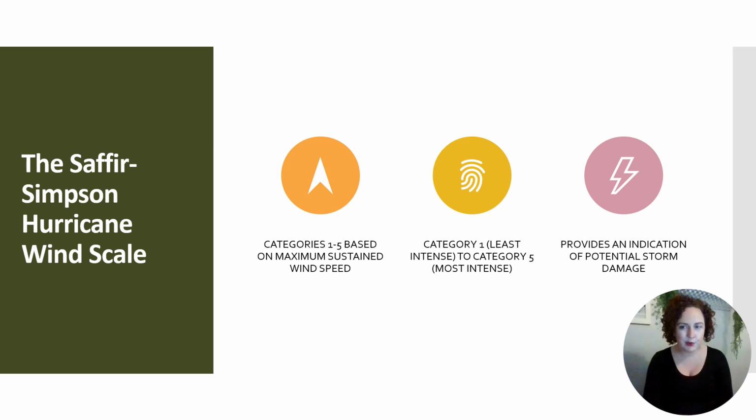A Category 2 hurricane has sustained winds of 96 to 110 miles per hour. This can cause what is considered extensive damage. Essentially, this is where you can start seeing a lot more downed trees, power outages, some damage to homes, things like that. Hurricane Tammy, back on October 25th, 2023, was a Category 2 hurricane.